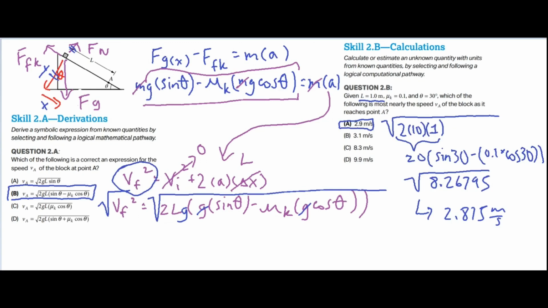For me personally, I did sine of 30 minus the product of these two, got that number, and then hit times 20, got this answer, which is the solution before it's square rooted, and then I square rooted that number to get my final solution of 2.875, rounded off to 2.9. All right, let's move on to the next one and finish off our skill 2C.